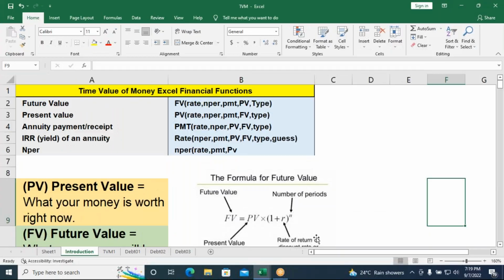So now we are going to start with time value of money. Do you people have any idea about what time value of money is?